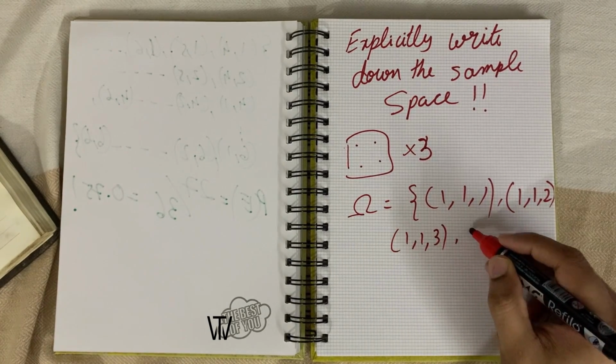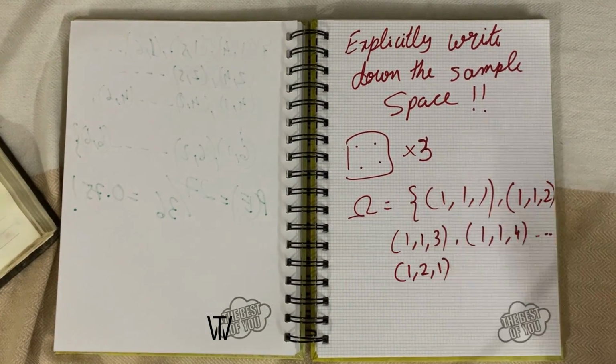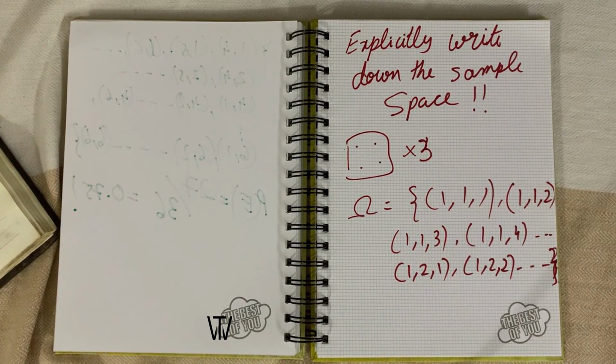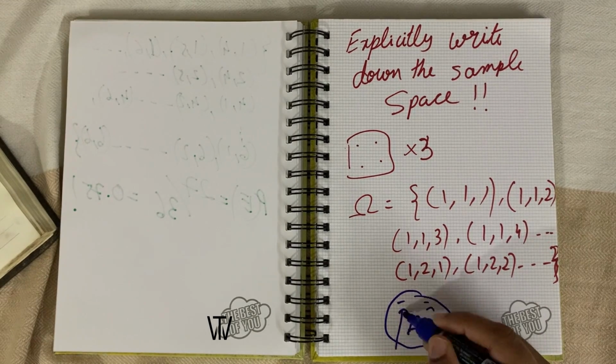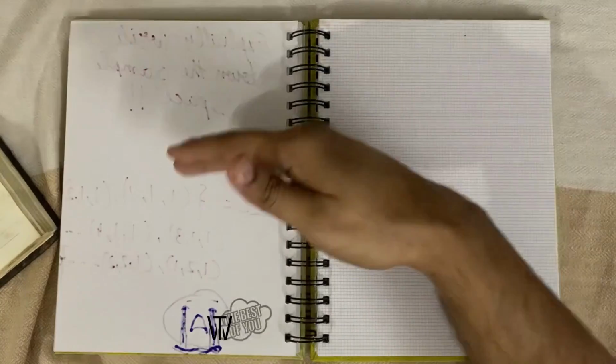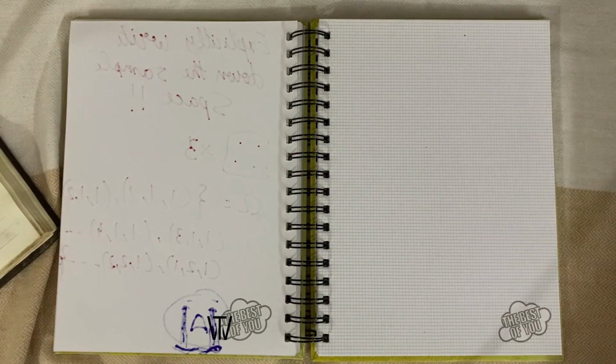So omega equals 1,1,1; 1,1,2; 1,1,3; 1,1,4; and so on, and then 1,2,1; 1,2,2; 1,2,3. Oof, this is horrible. I don't think this is even worth it. What do we do now? I guess this is the end of the saga. Goodbye, data science. Wait. It's time you learn the first trick.